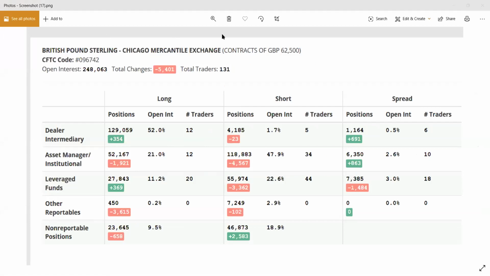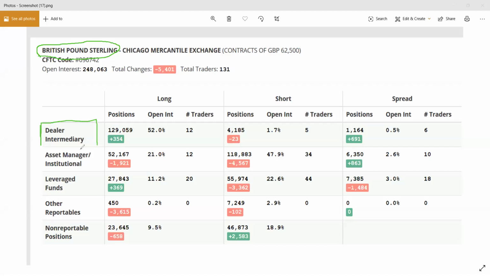Then this was the commitment of traders report. I'm sure you can hear from the commitment of the traders report. We had the British pound as our asset that we were trading here. And on that, we had the dealer intermediary.